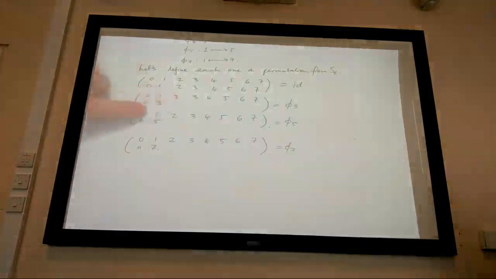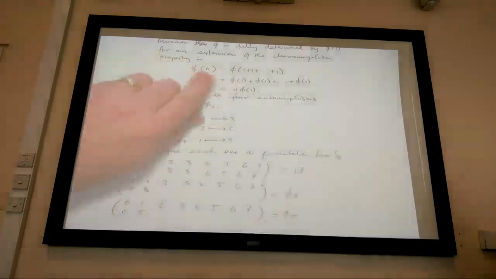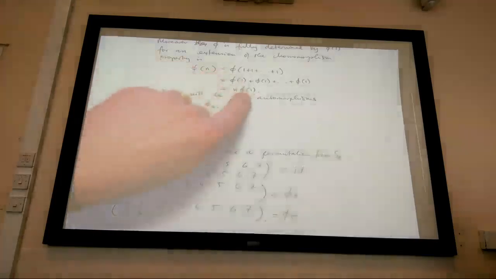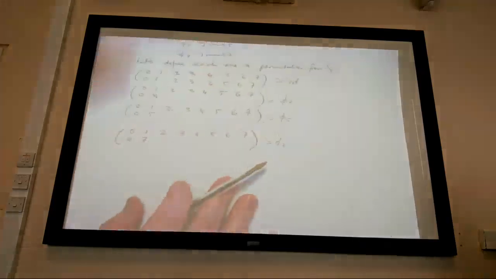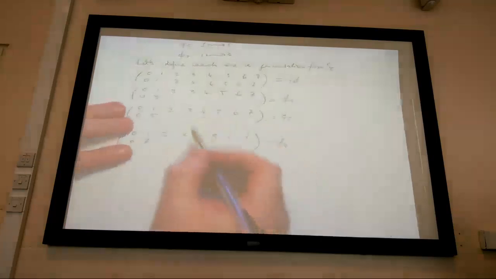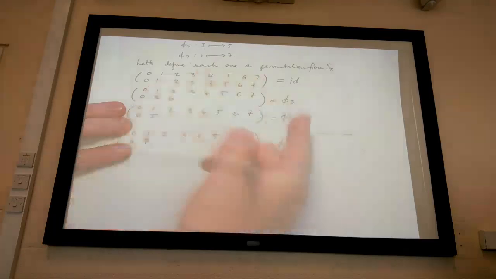So phi 3 of 2 is going to be 3 plus 3. Well, 2 is 1 plus 1, so now I'm applying this rule here. So phi of 2 is going to be 2 times phi of 1. I'm going to apply this rule now to extend all of these. So 3 plus 3 is 6. And phi 3 of 3 is 3 times 3, which is 9, which is 1.